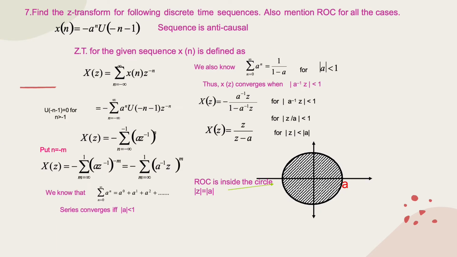The next problem: x of n equal to minus a power n u of minus n minus 1. Here, write down the formula first. This is an anticausal sequence. Now substitute x of n is minus a power n u of minus n minus 1. So u of minus 1 minus n minus 1 is equal to 0 for n greater than or equal to 0. Now substitute it here, change the limit, u of minus n minus 1.